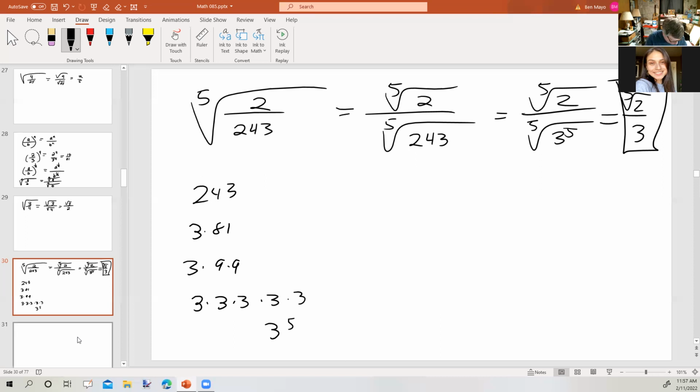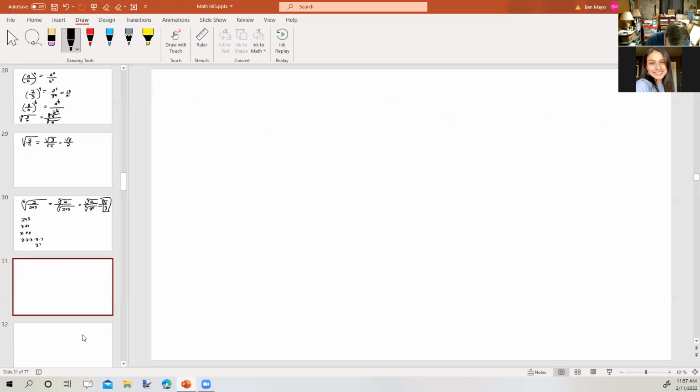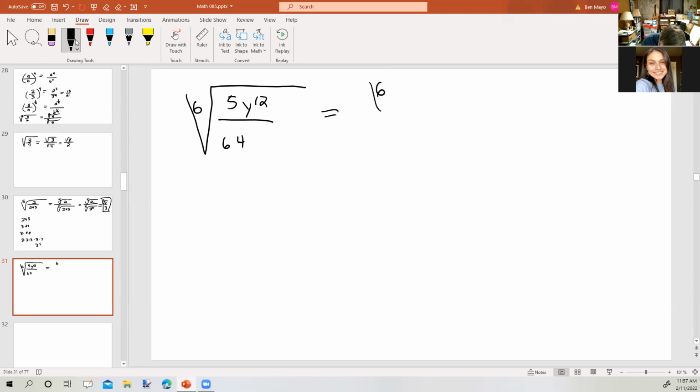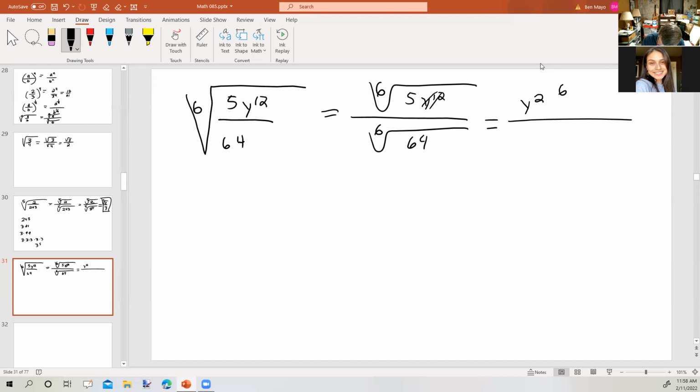Okay, what about this? The sixth root of 5y to the 12th over 64. So that's equal to the sixth root of 5y to the 12th over the sixth root of 64. Well, the sixth root of 5y to the 12th, I can't do anything with the 5, but the sixth root of y to the 12th would be what? Y squared on the outside. So I've got y squared times the sixth root of 5.